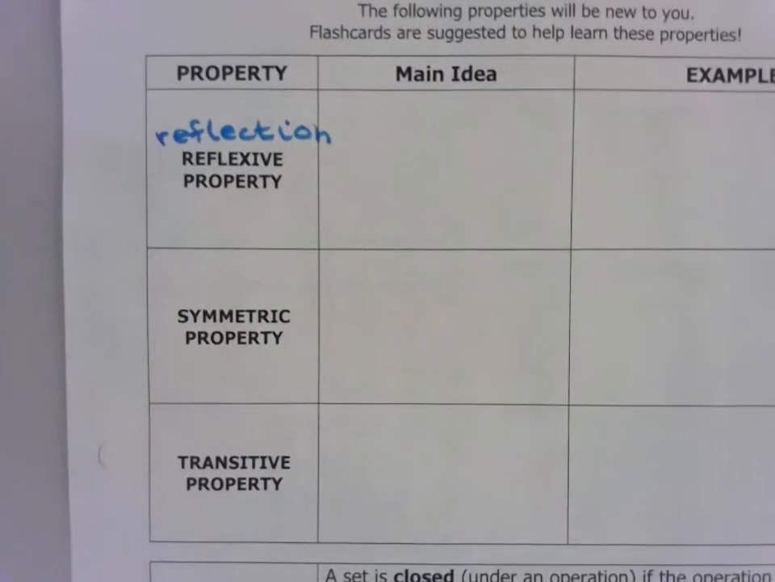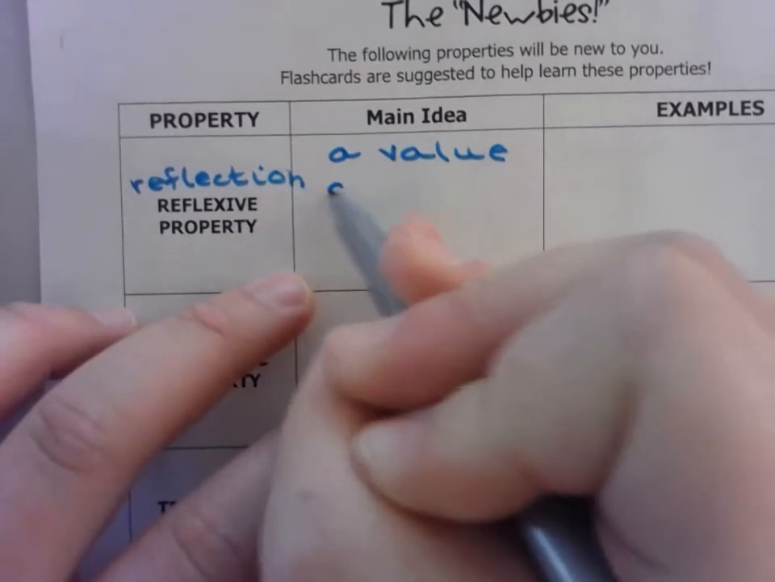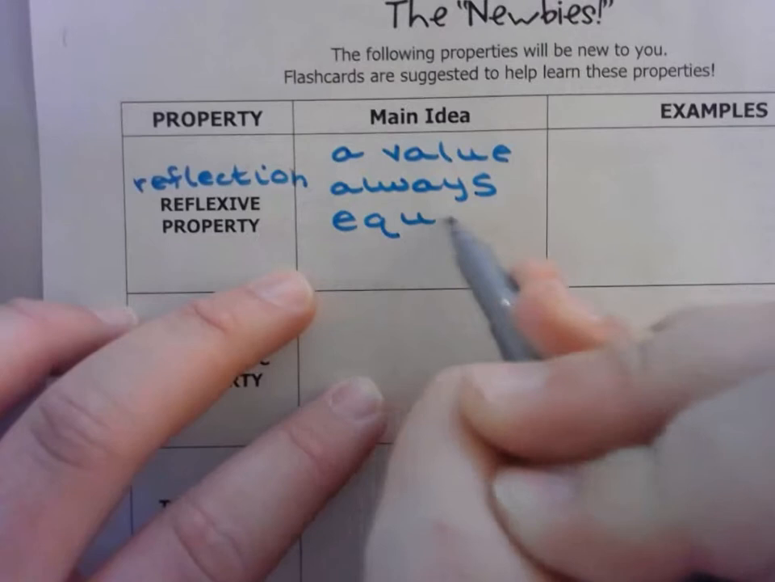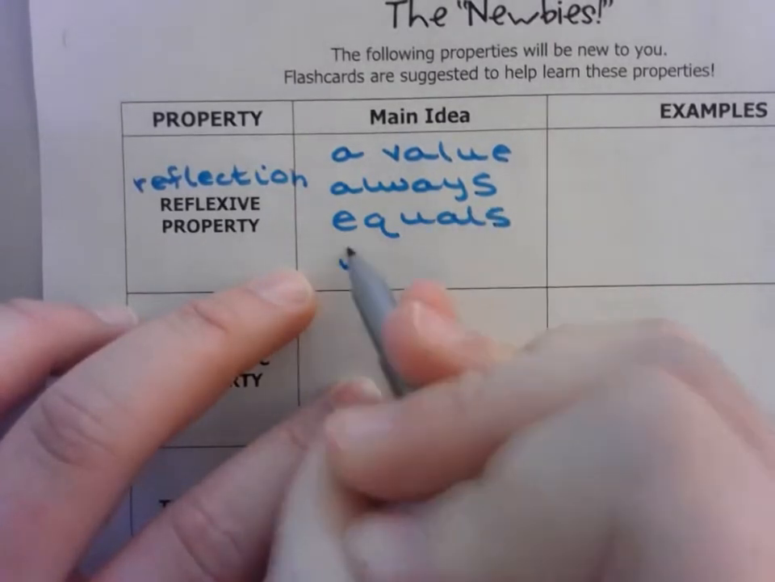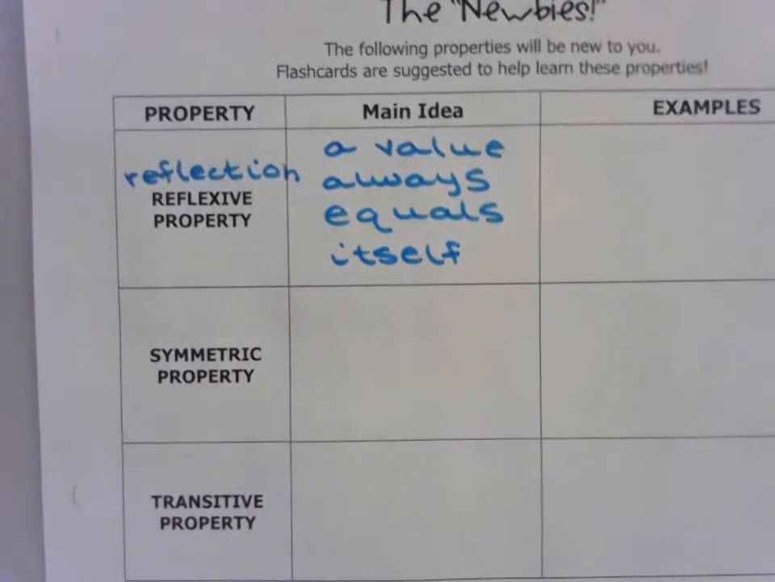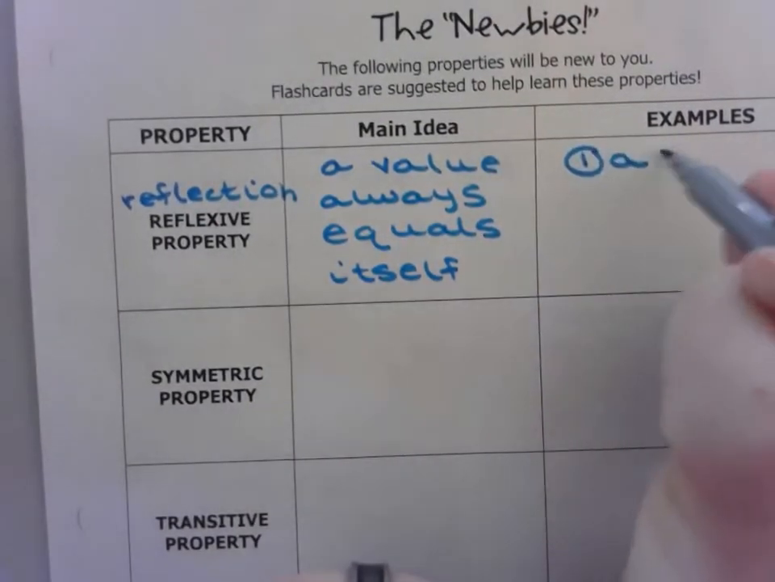Now if I think of reflection, what do you think of? A mirror. If I look in a mirror, what do I see? Myself. So the reflexive property says that a value always equals itself, which kind of seems like common sense. So reflexive, if I look in a mirror, I will see myself. So if I think of reflexive, a value will always equal itself. So A is always equal to A.